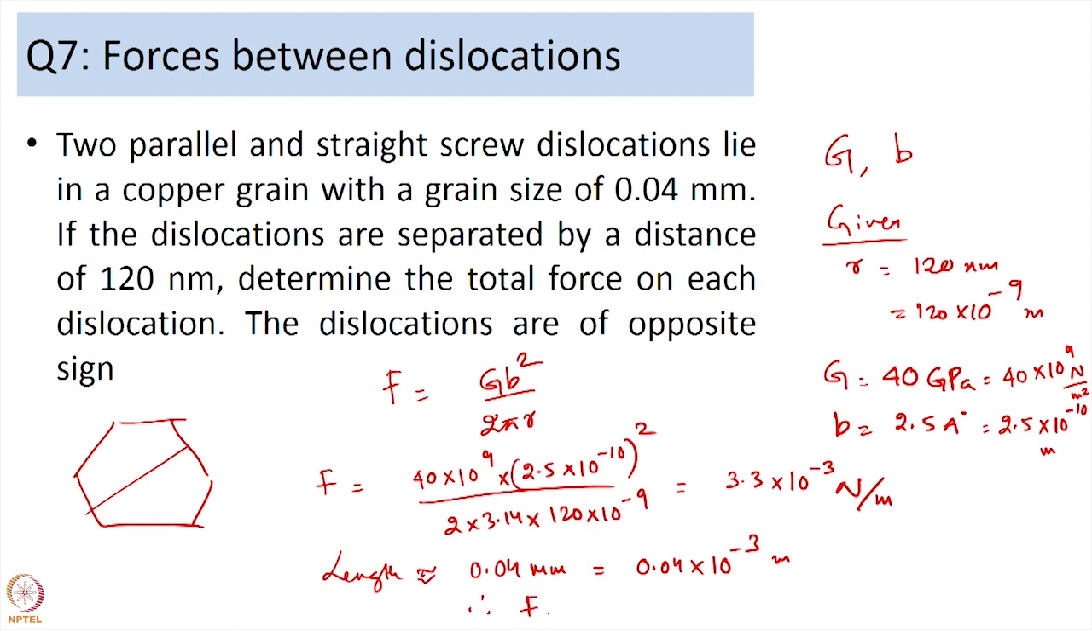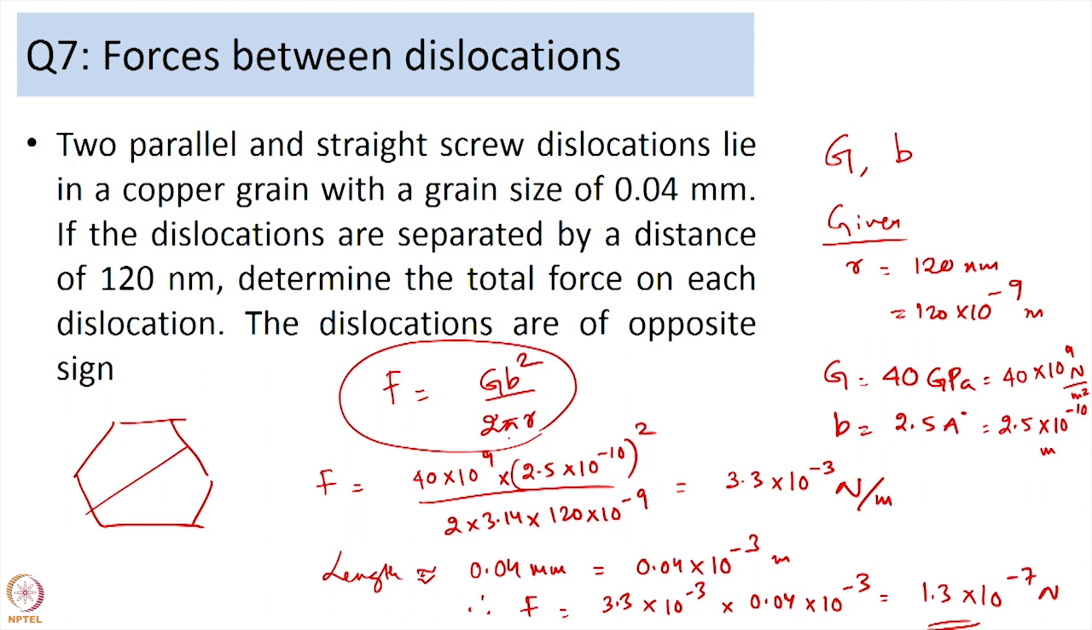Therefore, the total force acting on the dislocation is 3.3 into 10 to the power minus 3 into 0.04 into 10 to the power minus 3. That will come out as 1.3 into 10 to the power minus 7 Newton. That is the total force acting on each dislocation because of the presence of a neighboring dislocation. So, this problem involves using the relation G b square by 2 pi r to understand the force per unit length existing between two dislocations.